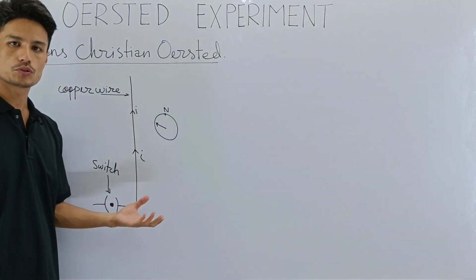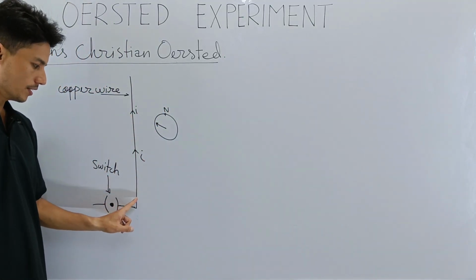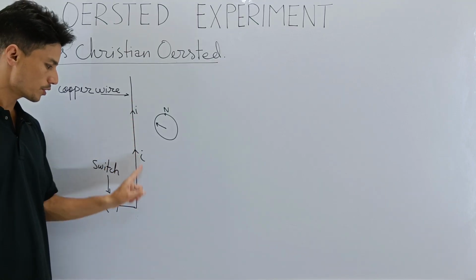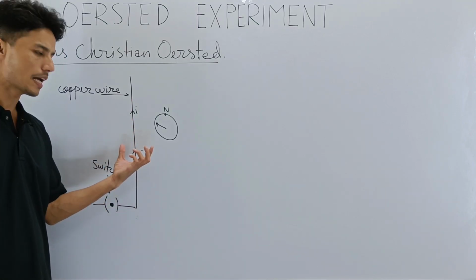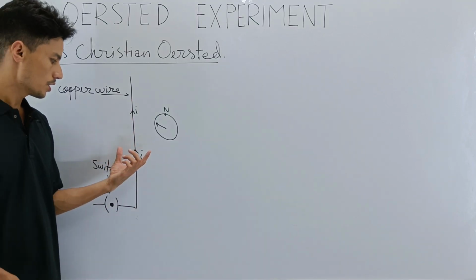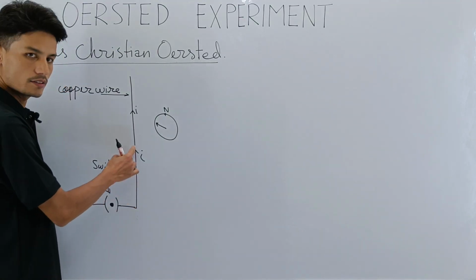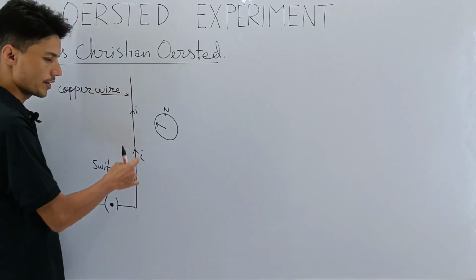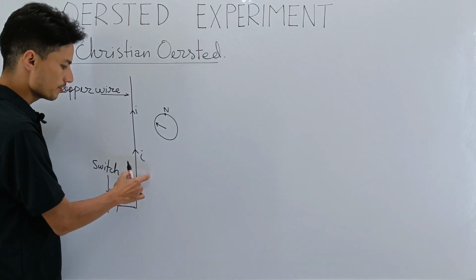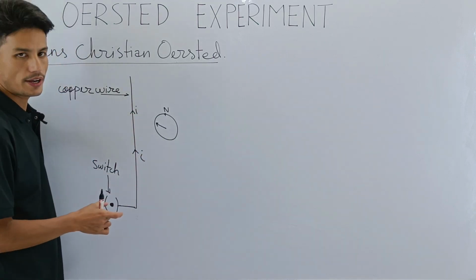Today we know what actually happened here. Let me tell you. When current passed through this wire, a magnetic field was created in the wire.